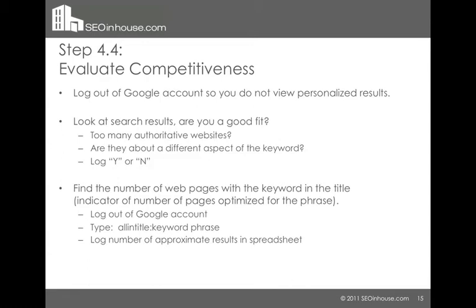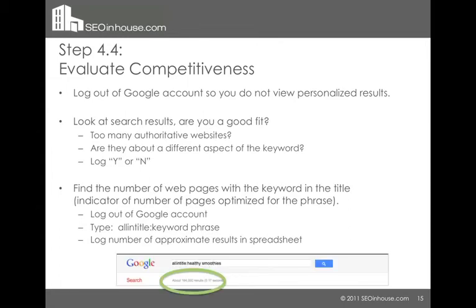So what you want to do is also, again, make sure you're logged out of your Google account and then type allintitle and the keyword phrase. So you'll go into Google and type allintitle, colon, and then the keyword phrase, no space in between the colon and the first word of the keyword phrase. And then what you want to do is take the approximate number of results and put that in the spreadsheet. So here's an example of what you would type into the search engine, and you'll see that it says about 164,000 results. That's what we would have put into our spreadsheet.